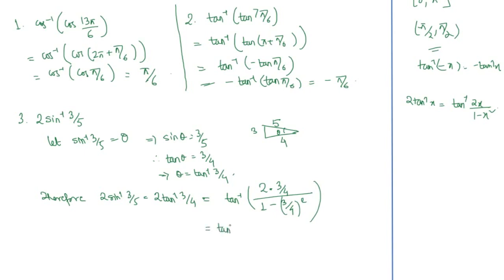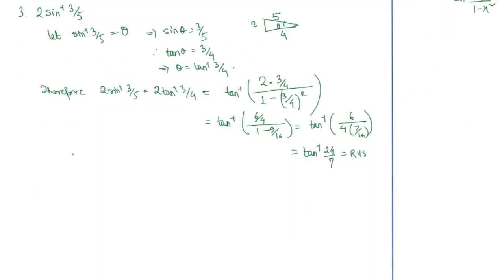So this is going to give you tan inverse of 6 by 4 by 1 minus 9 by 16. That is going to give you simply tan inverse of 6 by 4 into 16 by 7, and that in turn gives you tan inverse 24 by 7, which is RHS. Okay, hence proved.